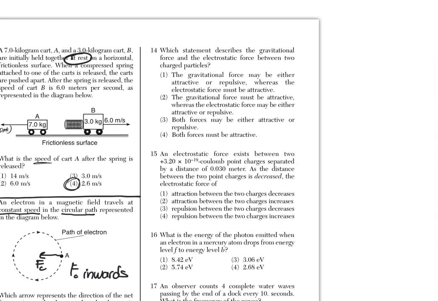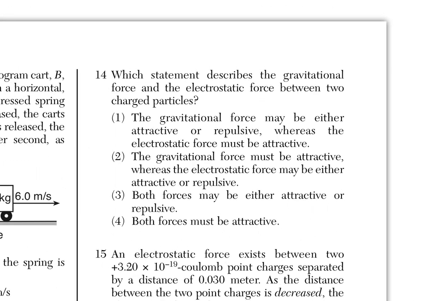Then we go to the next column with number 14. Gravitational force and electrostatic force between 2 charged particles. Gravity always attracts. So gravity can be attractive or repulsive? I don't think so. Both forces can be attractive or repulsive? I don't think so. And then gravity must be attractive. True. Electrostatic can be attractive or repulsive. Also true.